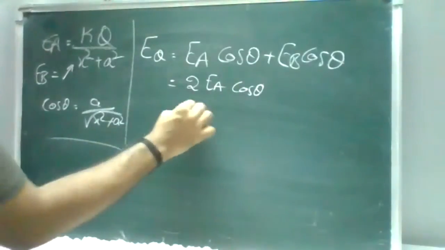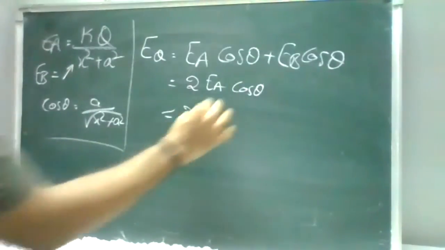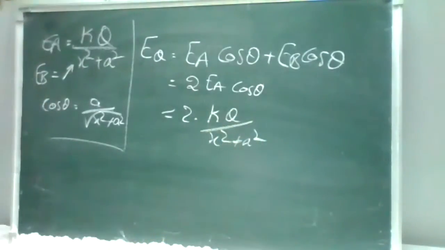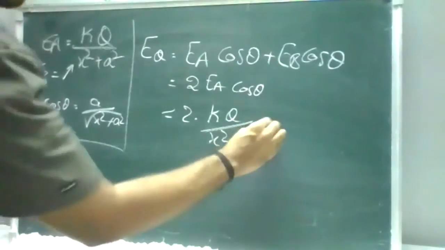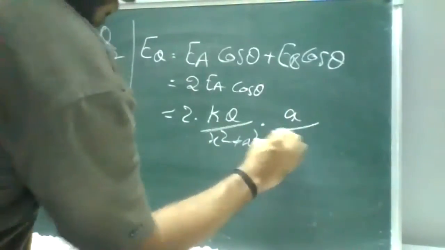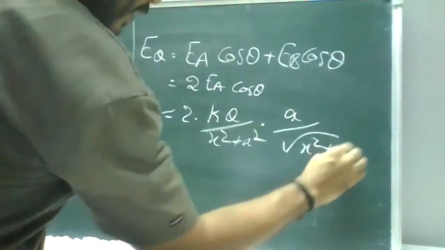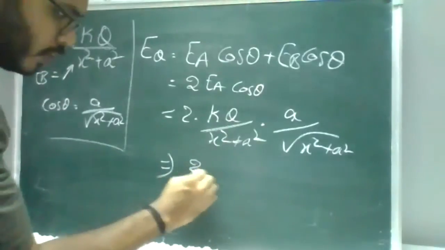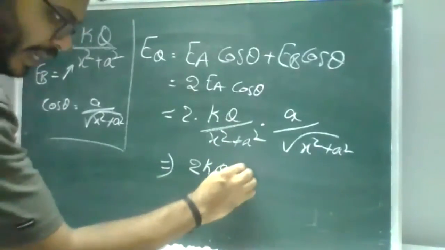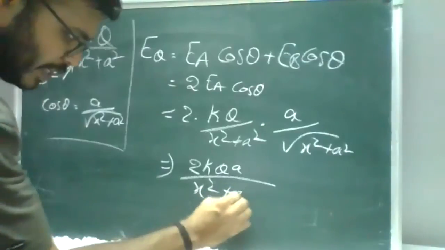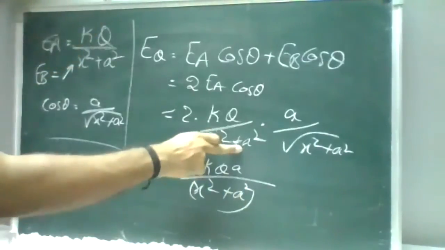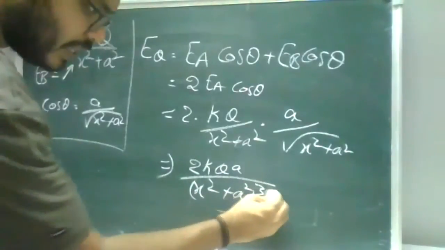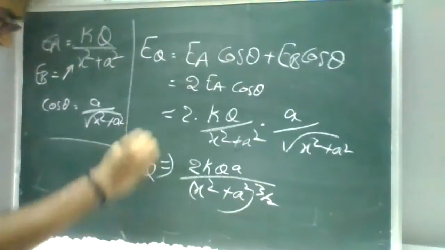So 2 into EA, which is kQ by x square plus a square, into cos theta, which is a by square root of x square plus a square. Multiplying the denominators, it is 2kQa by x square plus a square, whole power 1, times whole power 1 by 2. So 1 plus 1 by 2 is 3 by 2. That is your equatorial field.